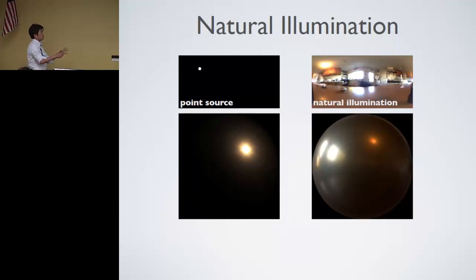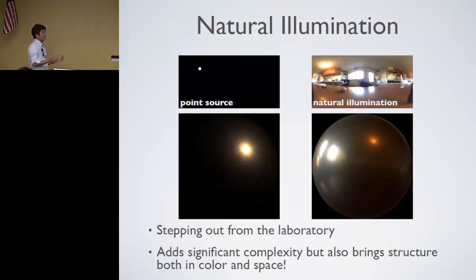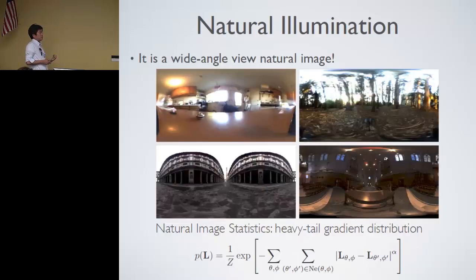But if you think about it, natural illumination shouldn't be something that you completely resent in this scenario, because it actually carries some structure in the distributions of the pixel values in the intensity and the color, right? So the question is, how do you exploit that structure of natural illumination? One thing you can immediately come up with is that natural illumination is just a wide-angle view natural image. You stick a camera at the center of the object, looking inside out, and pan around and take a spherical panorama, and that's your natural illumination.